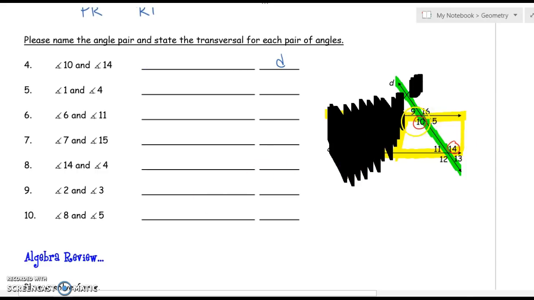Those are inside the box, so those are going to be interior. And then it's a matter of, is it same side interior or alternate interior? So they're either on the same side of the transversal or different sides. And the transversal is this green line. They are on different sides. So since they're on different sides and they're interior, it will be alternate interior angles. All right, and you might have to flip over to the other page and look at the different descriptions.